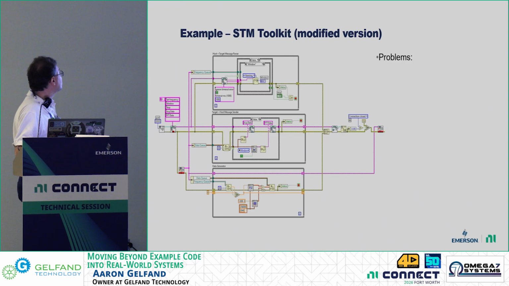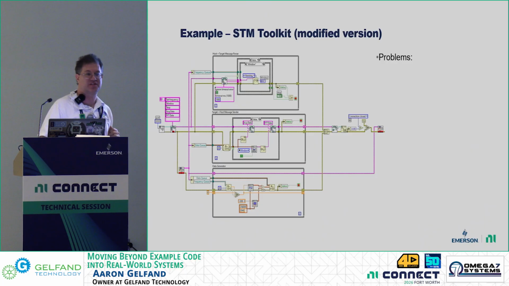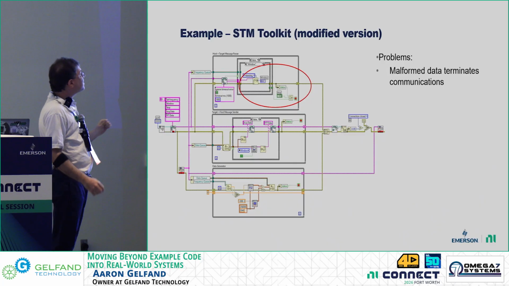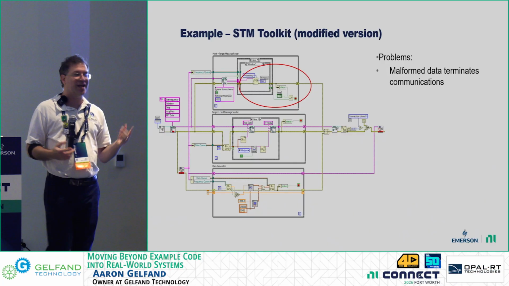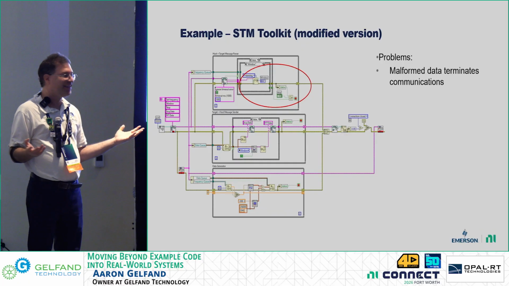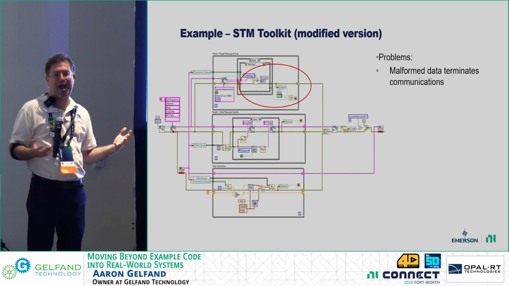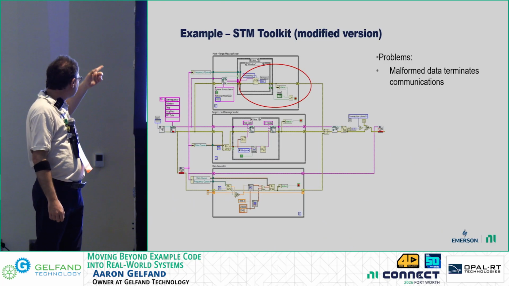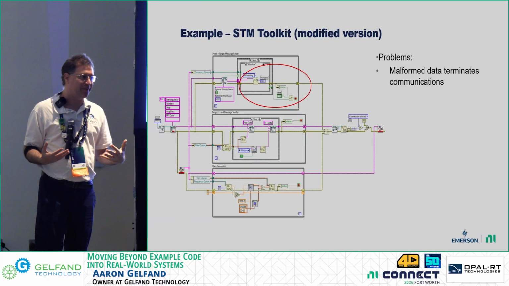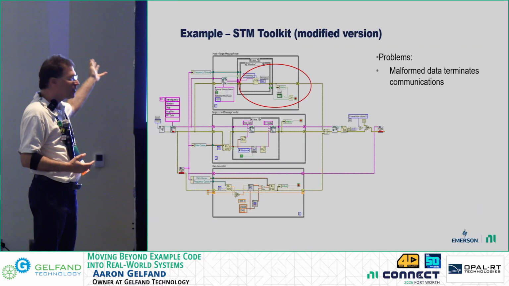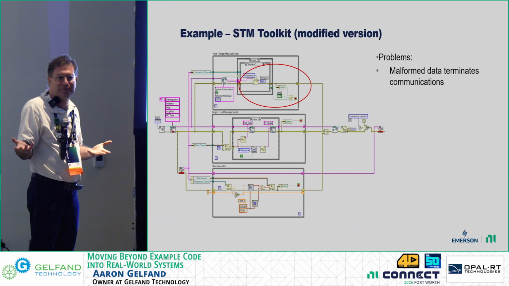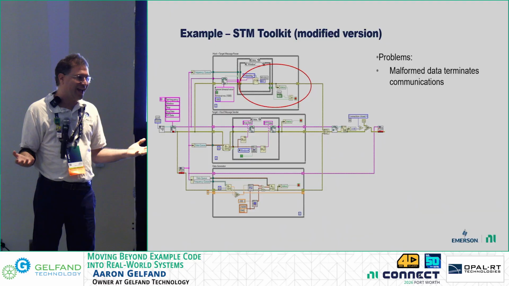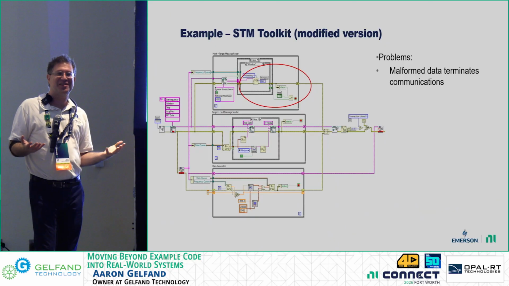So what are some of the problems we have with this reference design, with this architecture? Well, one problem we have here is that a misformed data packet is going to end up terminating your communications. So in this case, you can see we have the unflattened string, and it's got a type definition of what type of window am I using for my filtering. And it's a string, and if you have a typo, it's going to generate an error, and that error is going to terminate our communications. Not very good in the real world, right?